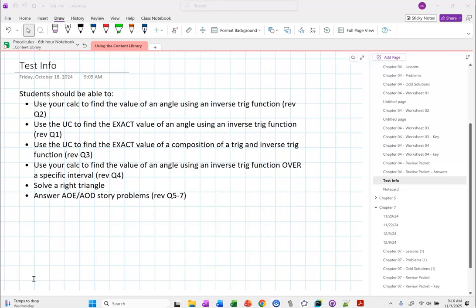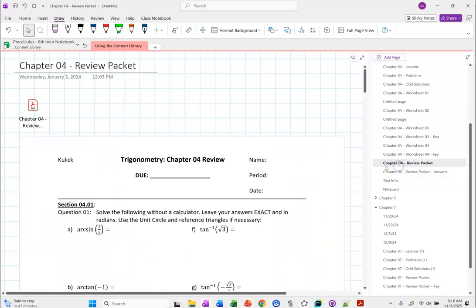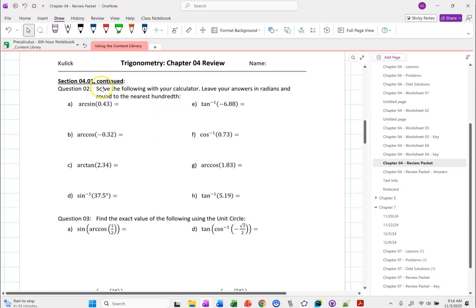So you should be able to use your calculator to find the value of an angle using an inverse trig function, like review question 2. So if you look at the review and you look at question 2, you'll have some problems like this.